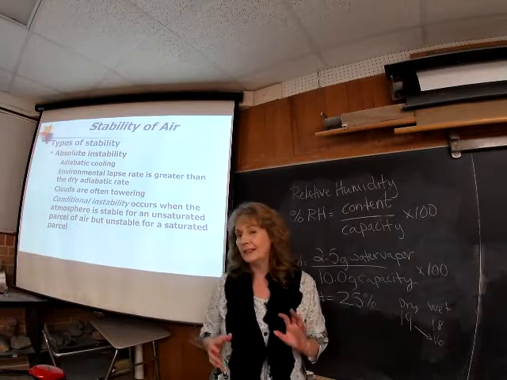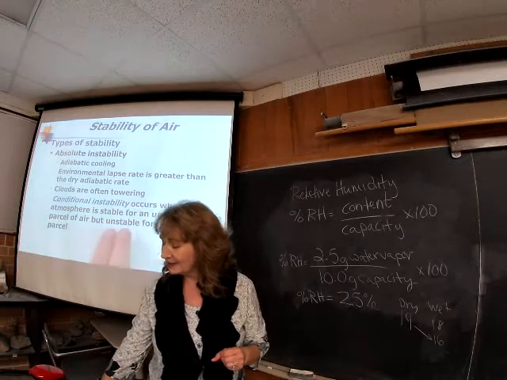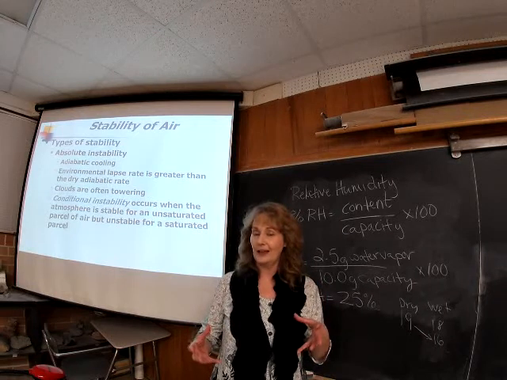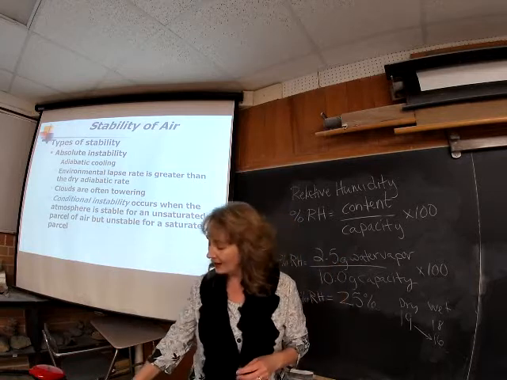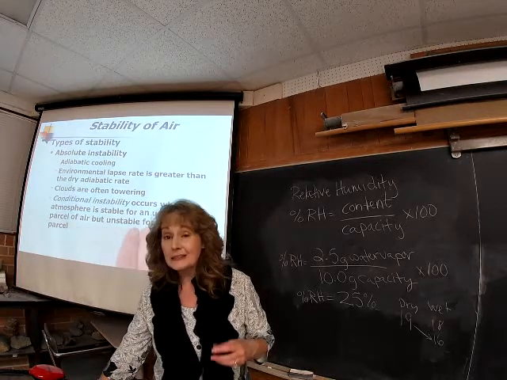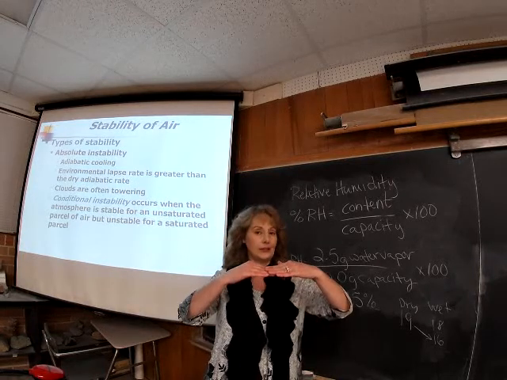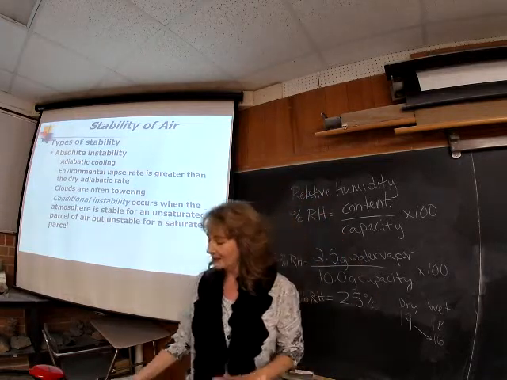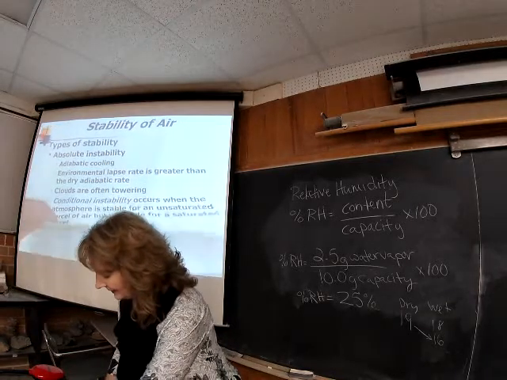Then you get something we call conditional instability. That is when the atmosphere is stable for unsaturated air. It's stable for dry air, okay? But when you reach the point that it becomes saturated, it becomes unstable, right? So it's stable for unsaturated air, but unstable for saturated air. For a while it's stable because it's still unsaturated, but then it reaches that saturation point and becomes unstable. So, a conditional instability, and I think we'll have a picture of some of that.